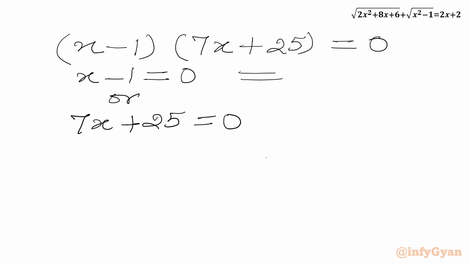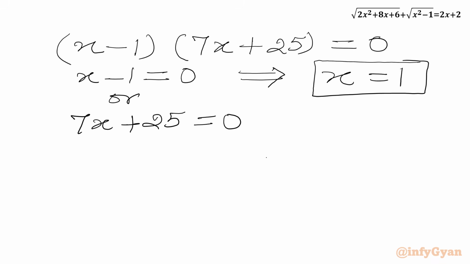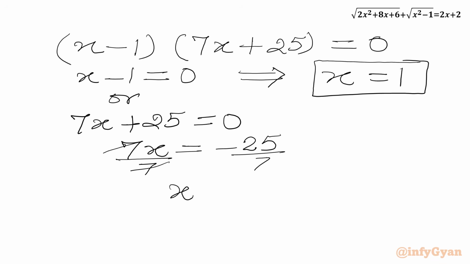From our first equation, by adding 1 to both sides, we will get x equal to 1. And from our second equation, we'll get 7x equal to minus 25 just by subtracting 25 from both sides. Now we have to divide by 7 on both sides. We are going to get x value minus 25 over 7.